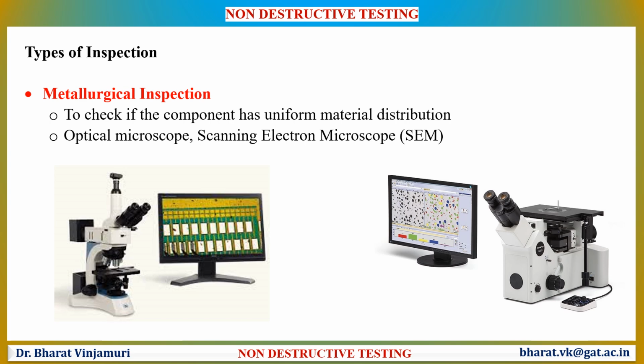The next type of inspection method is metallurgical inspection, which is a process used to check the composition of an unknown metallic substance. Metallurgical testing typically uses microscopy to provide important information about the structure and properties of the materials. There are destructive processes as well as non-destructive processes in metallurgical inspection. Optical microscopes and scanning electron microscopes are usually employed during this process.